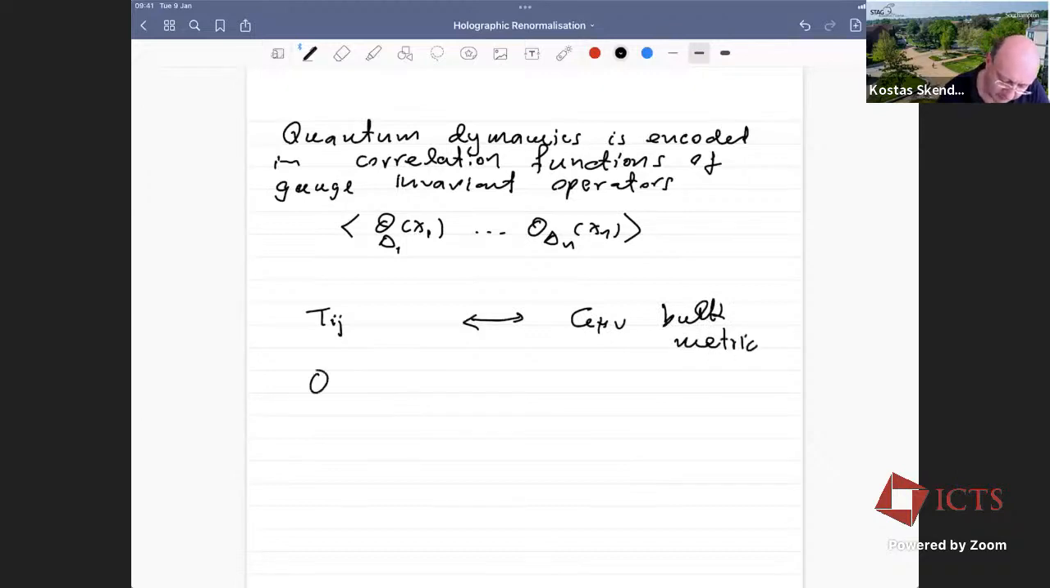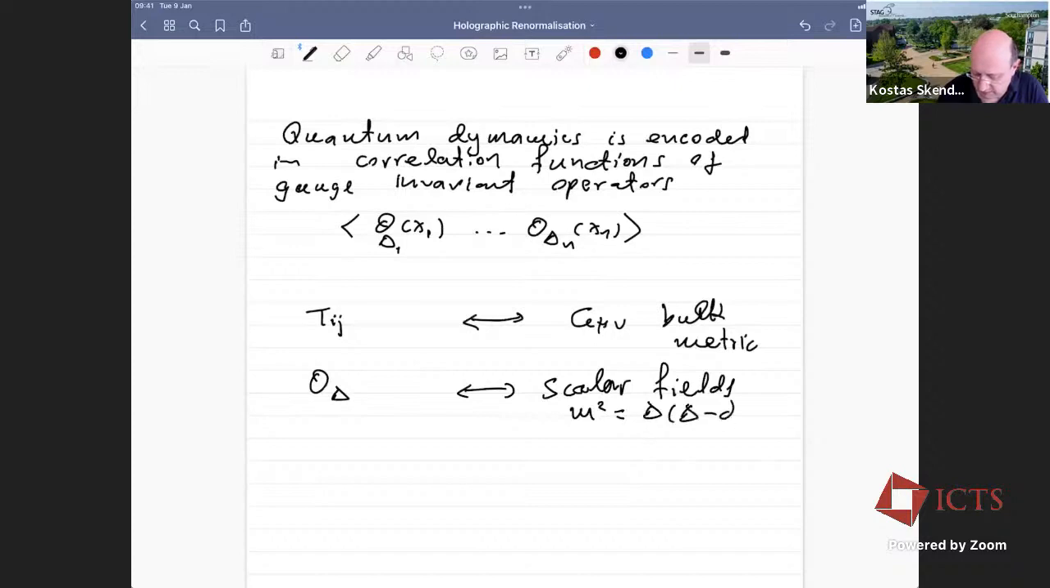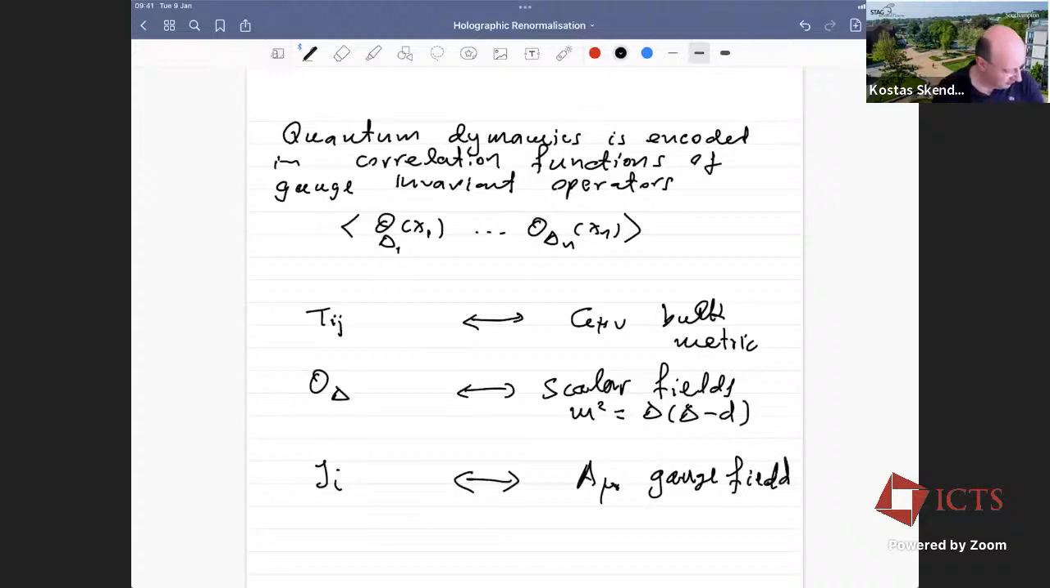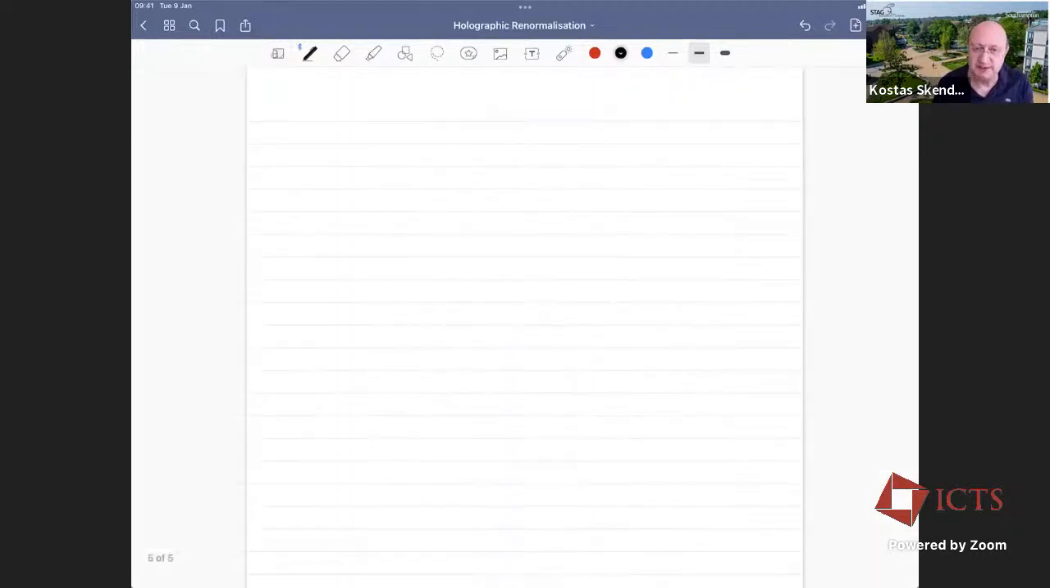If you have scalar operators with dimension delta, these will be scalar fields with a mass which is associated to the dimension of the dual operator. And if we have symmetry currents, this would correspond to a gauge field in the bulk. Okay. Now, we suppose there is a duality.